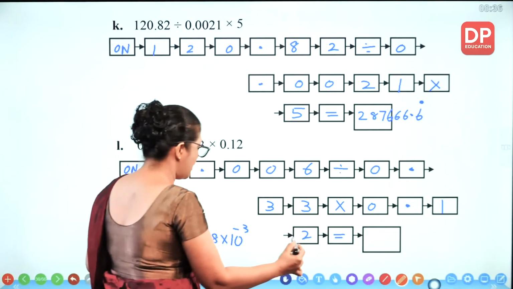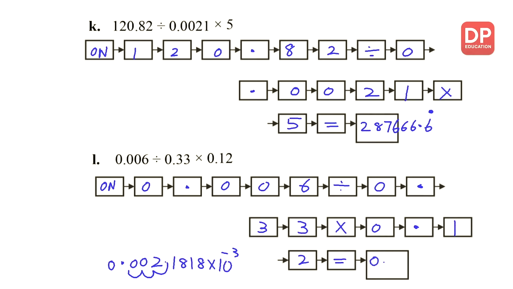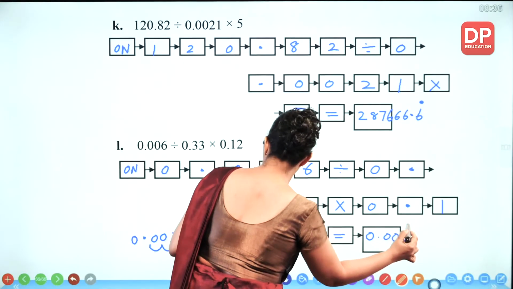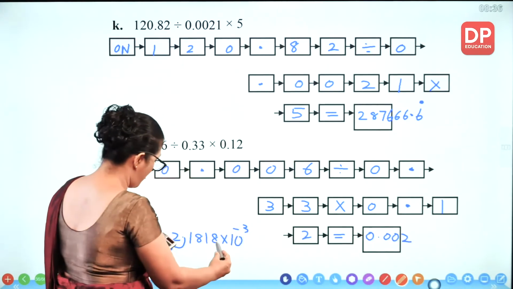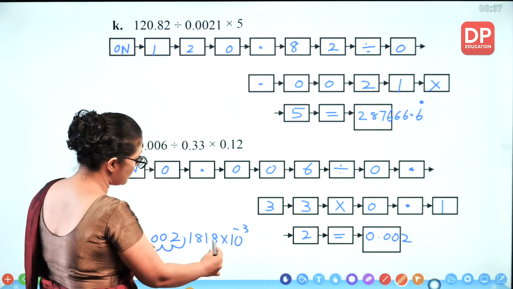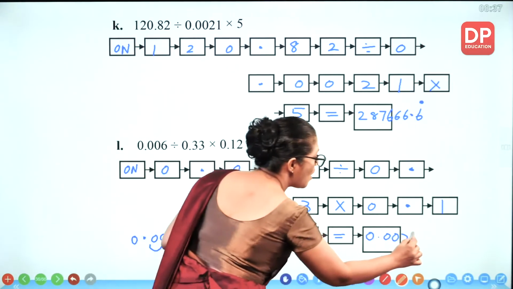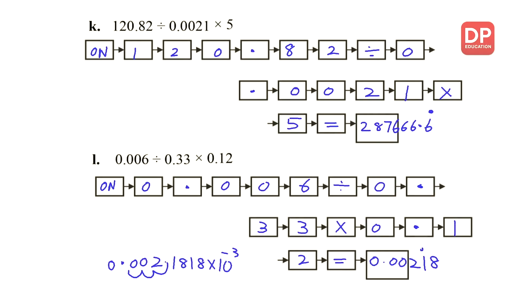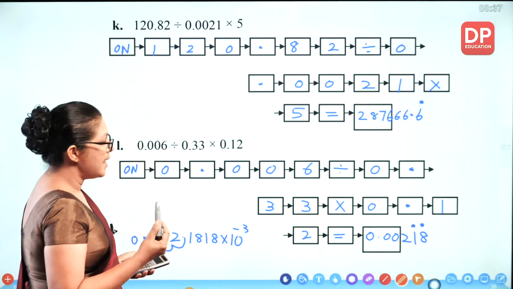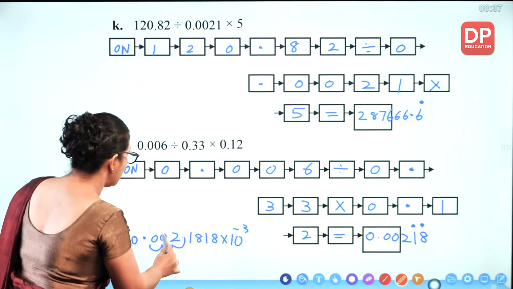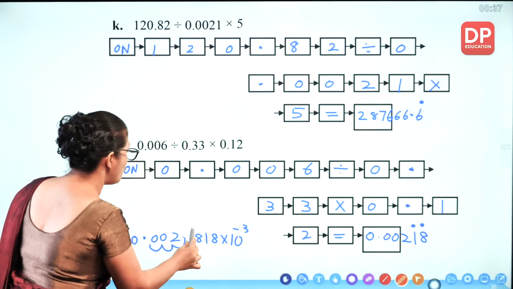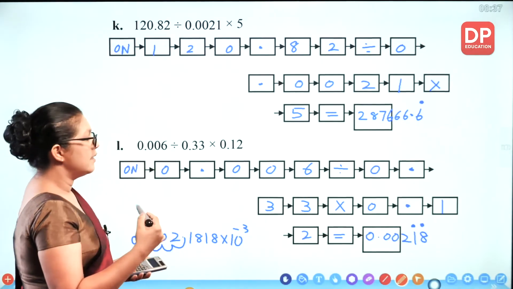You get 0.0021818. This is recurring. Seems like this is a recurring number. So you can write 18 and we can put 2 dots there because 18 is recurring. So what's the answer? 1, 2, 3, 0.00218 recurring.